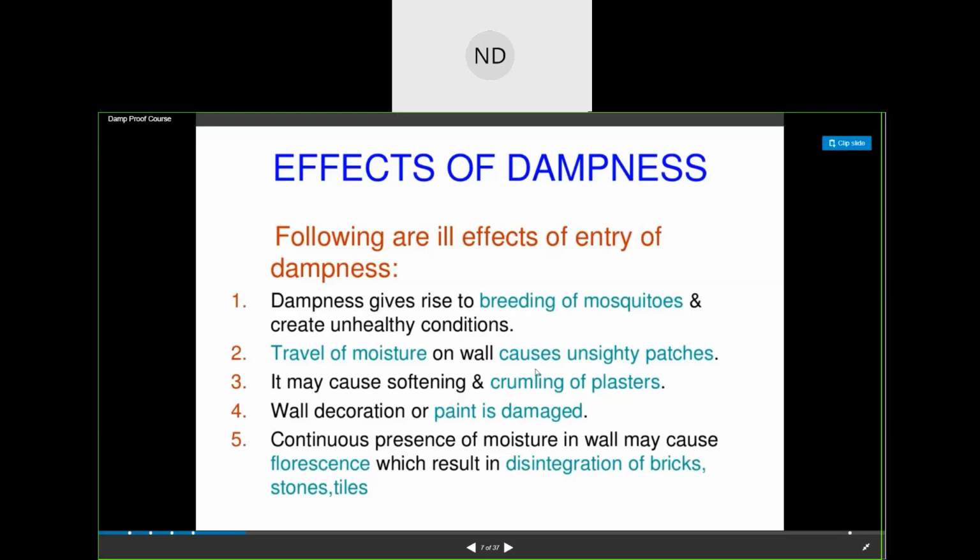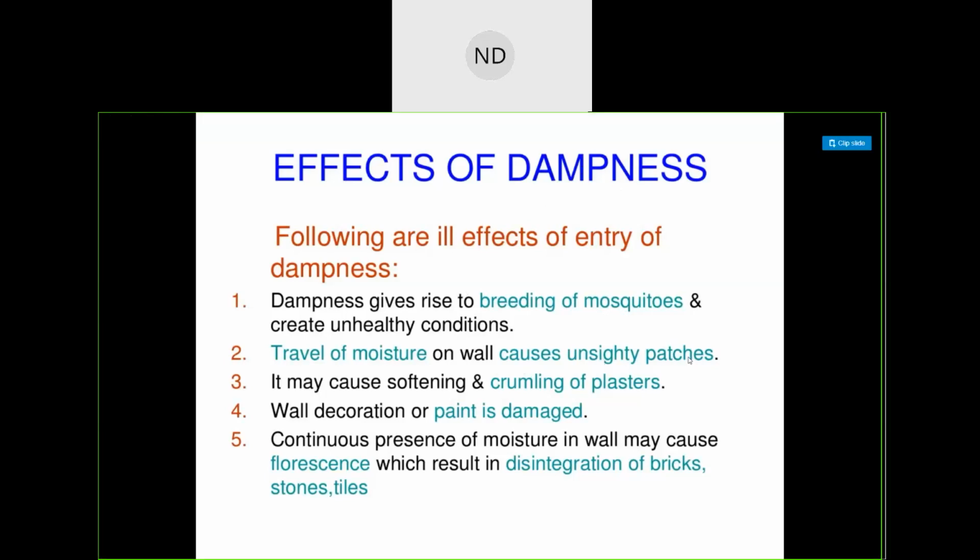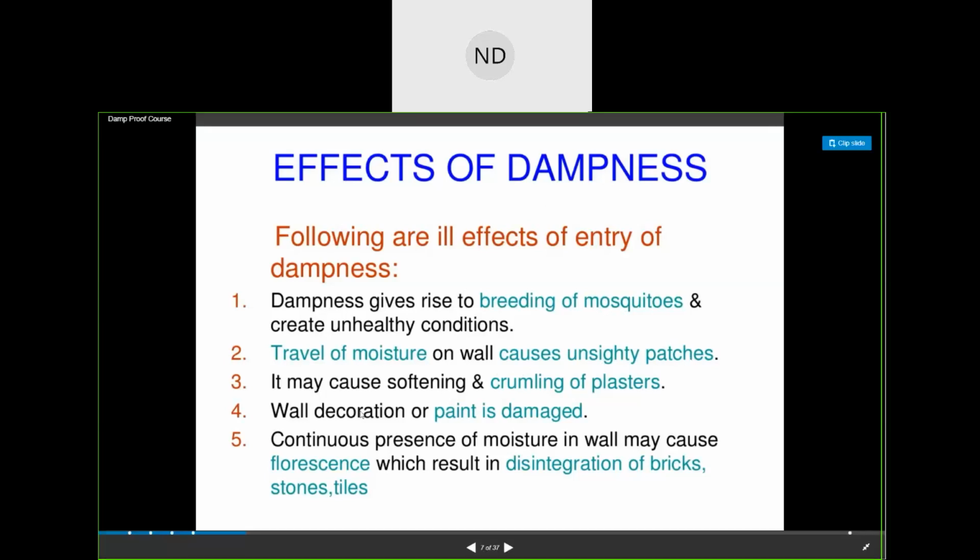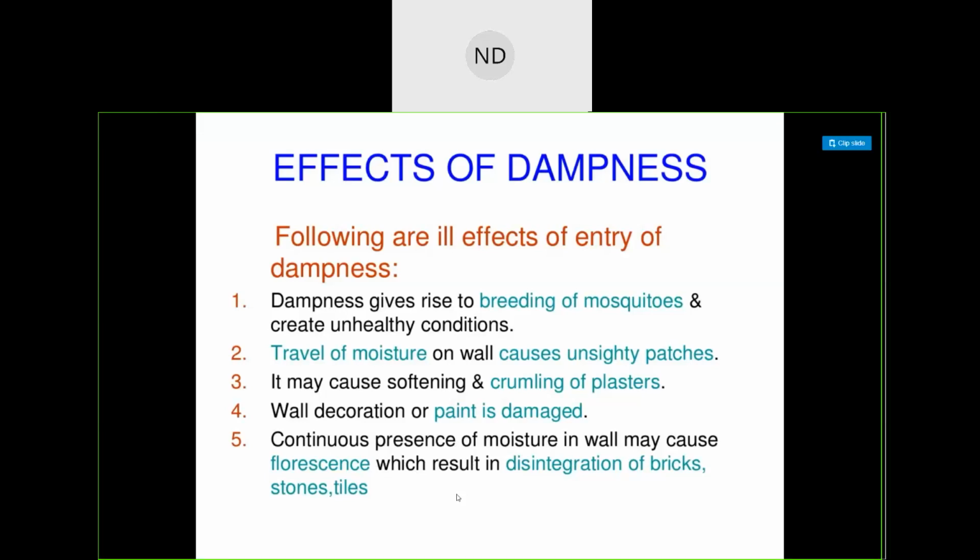Travel of moisture on a wall causes unsightly patches. There will be patches inside your walls, which you can see in some old buildings also. It may cause softening and crumbling of plasters. Obviously, your plaster may come out, and you can see rough surfaces. Wall decoration or paint is damaged. Continuous presence of moisture in the wall may cause efflorescence, which results in disintegration of bricks and stones. Obviously, when you have continuous moisture, the bond between the bricks and stones weakens.